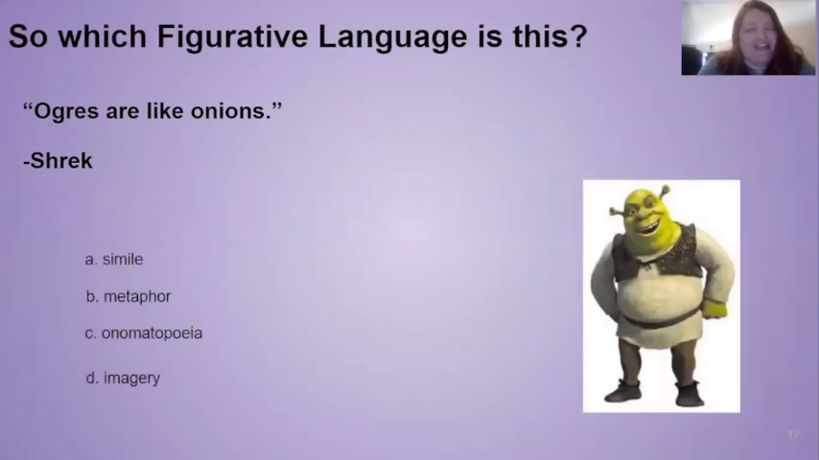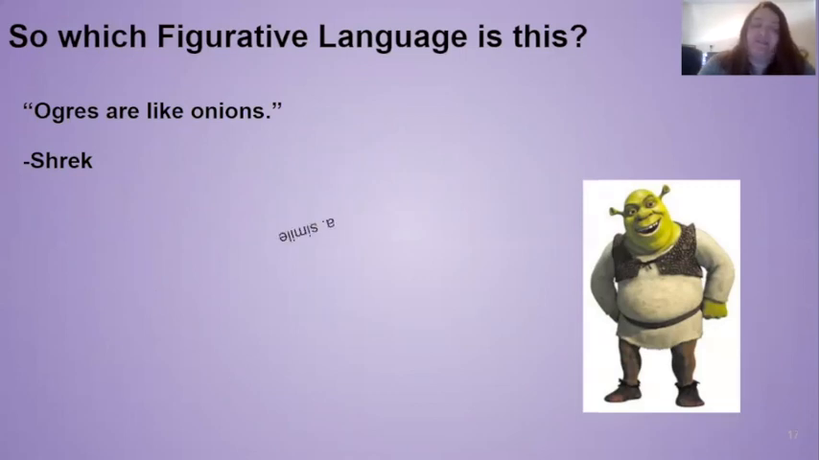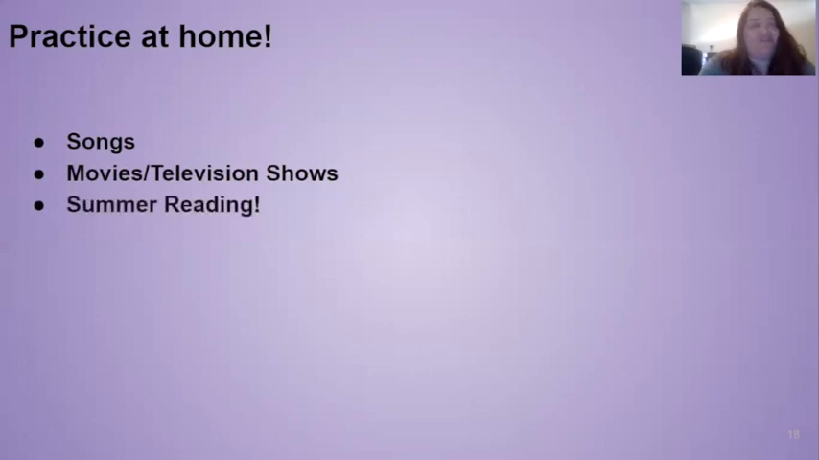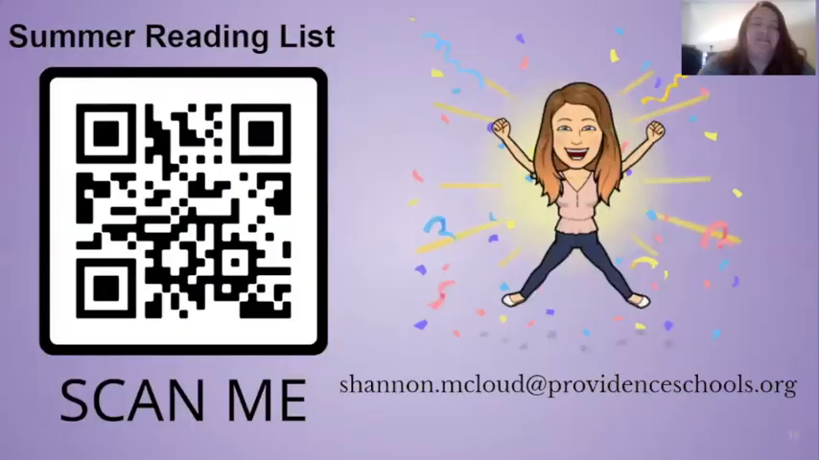I think you guys are going to get the hang of this. It is not onomatopoeia because we're not hearing anything really about that ogre. It's definitely not imagery, and it's definitely comparison, but like is there, so it must be a simile. Why did I give you those last two options? One from a song, one from a movie? Because you can practice this at home with songs, movies or television shows, or your summer reading list. Come on. After how many weeks of this, you had to know I was going to bring up our summer reading list. Here it is.